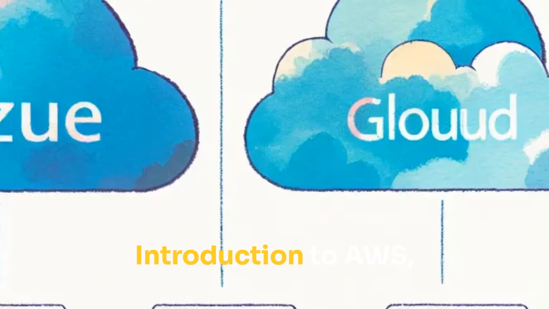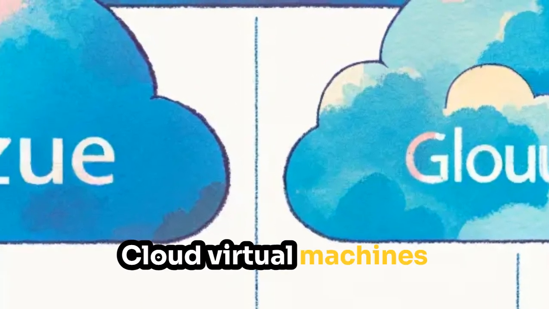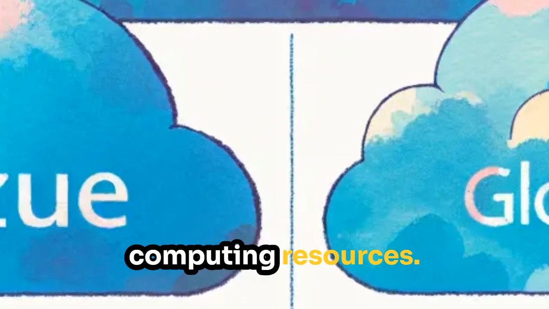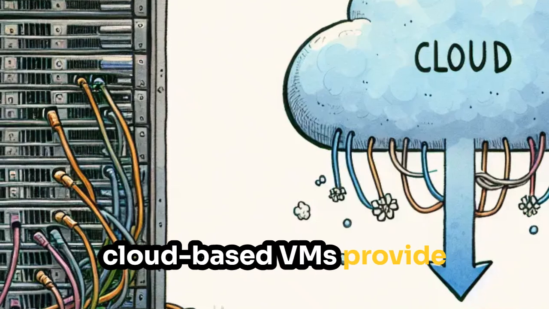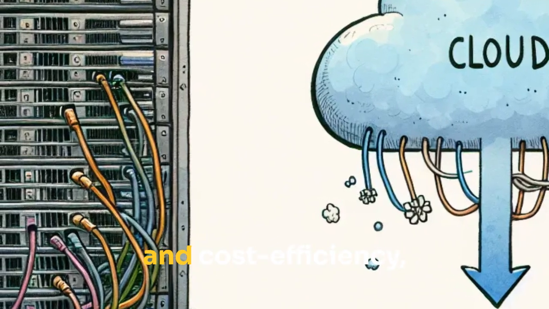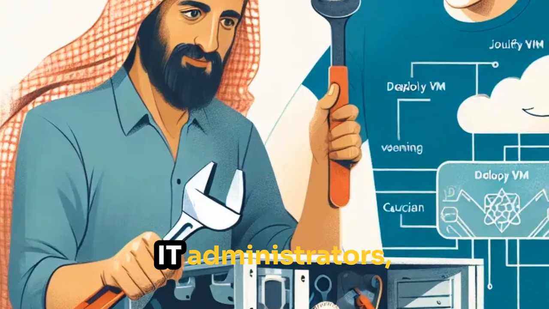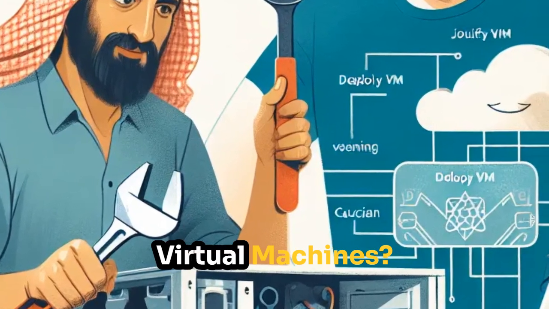Cloud Virtual Machines, Introduction to AWS, Azure, Google Cloud. Cloud virtual machines have revolutionized the way businesses deploy and manage computing resources. Unlike traditional on-premise VMs, cloud-based VMs provide scalability, flexibility, and cost efficiency, making them an essential tool for developers, IT administrators, and enterprises.